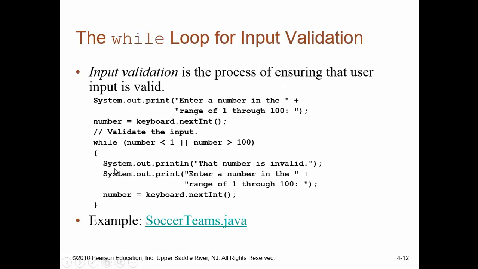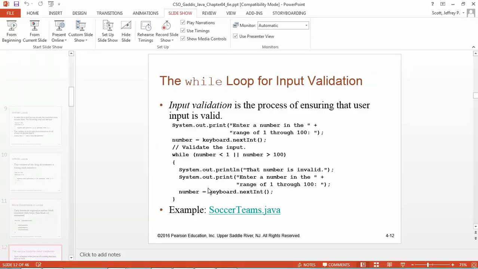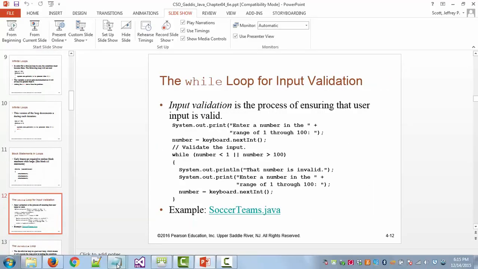So let's look at this example right here. All right? Input validation is the process of ensuring that input is valid. So you're telling the user to enter a number between 1 and 100. And then you say while the number is less than 1 or the number is greater than 100. So that means that if the number is 0 or less, 101 or greater, you tell them it was invalid and you ask them to do it again. All right, so you're starting to learn the process of input validation.